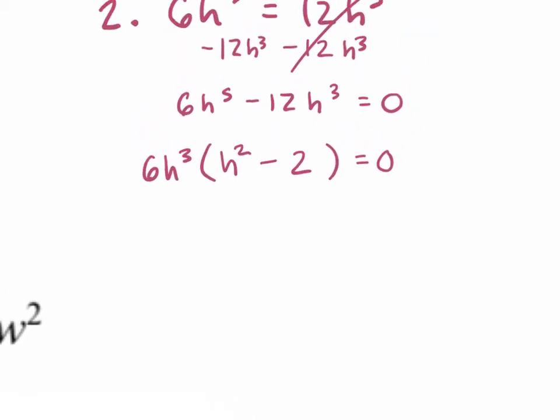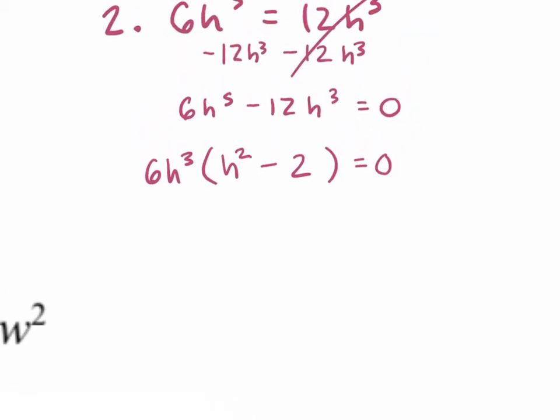So what's our next step in solving? Set them both equal to 0. So 6h cubed is equal to 0. h squared minus 2 is equal to 0. The first one, how do we solve for h? Divide by 6. So what's h going to be equal to? 0. The next one, what do we do?